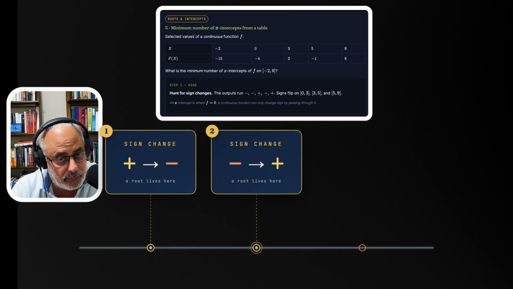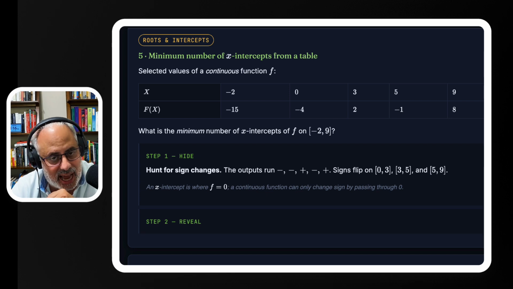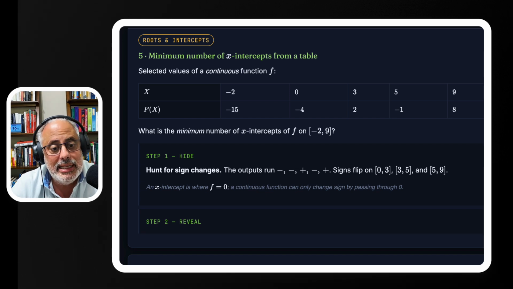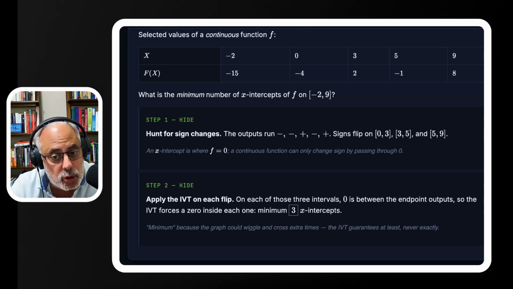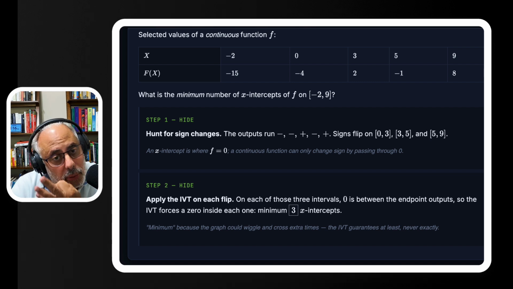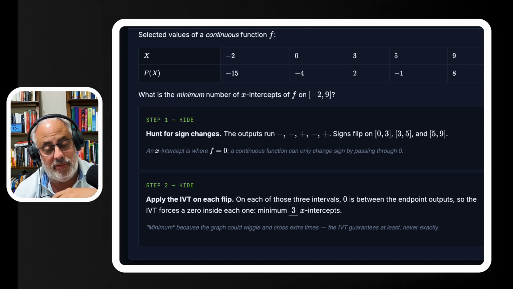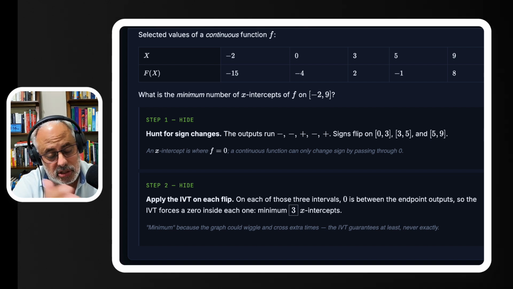So we can guarantee by the Intermediate Value Theorem that at some point the function will be intersecting the x-axis. The function output will be 0. And if you apply the IVT on each flip, on each of those 3 intervals, 0 is between the endpoint outputs. So the IVT forces a 0 in each one of them. So we have a minimum of 3 x-intercepts. Very simple. If you have a table of values, just check the y coordinates, check the output. If you see sign changes, this is a possible 0 in that interval. And this is because of the IVT.